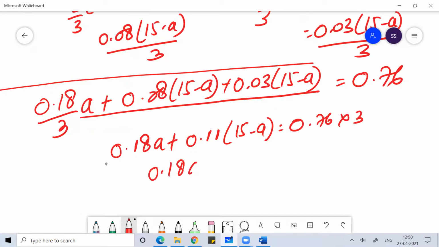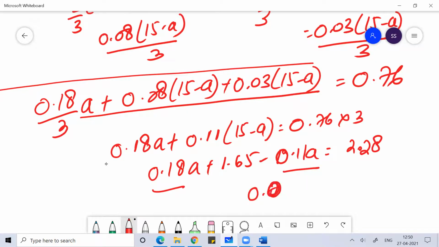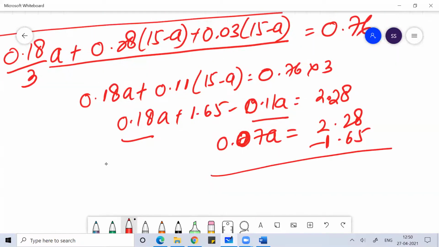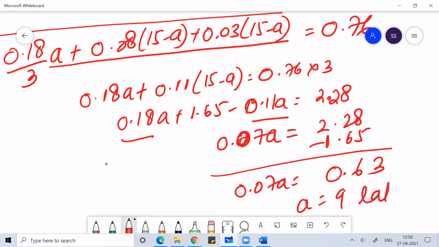So this is 0.18A plus 15 into 11 is 165, so 1.65 minus 0.11A, and 0.76 into 3 is 2.28. So 0.07A is equal to 2.28 minus 1.65. If you solve this, 0.07A is equal to 0.63, so A is equal to 9 lakh. Anyone, any doubt, any question?